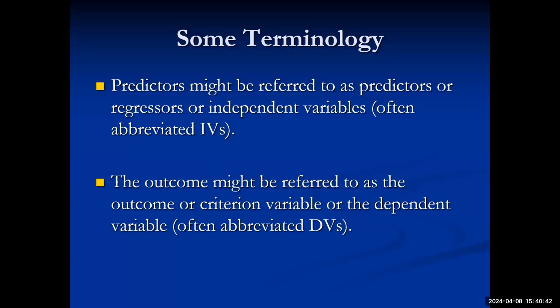Some basic terminology. Predictors might be referred to as predictor variables. They might be referred to as regressors or independent variables, often abbreviated IVs. Okay. The outcome might be referred to as an outcome or criterion variable or a dependent variable, which is often abbreviated DV. And language tends to vary by discipline, and that can sometimes trip students up.